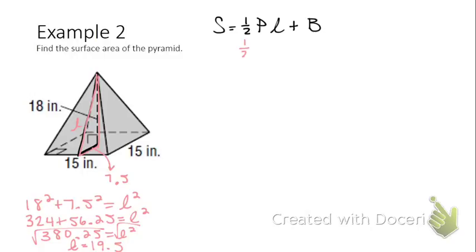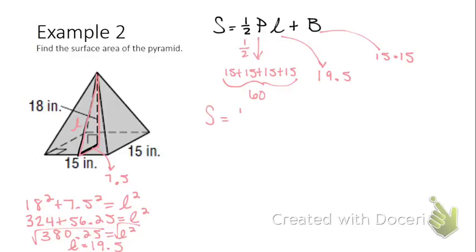Okay, so we have 1/2 times the perimeter, which is 15 plus 15 plus 15 plus 15, which is 60. We just find our slant height as 19.5. And our base area, which is a square there, is 15 times 15. So 15 times 15 is 225. Okay, go ahead and get your surface area.